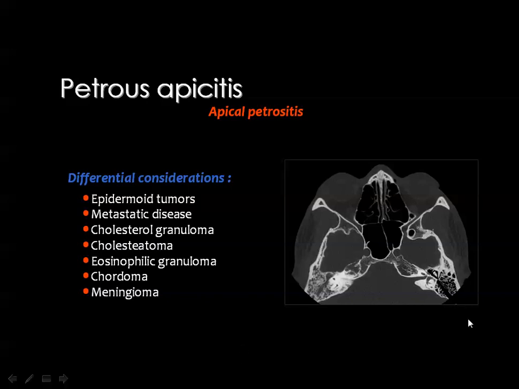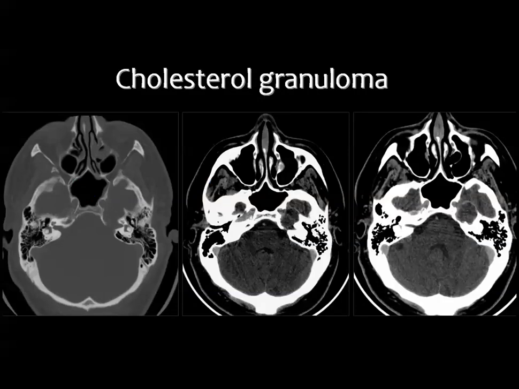Then the differential diagnosis of apical petrositis may include epidermoids or cholesterol granuloma, which is frequently seen at this site, but it has a different appearance. Metastatic deposits usually need the known history of primary malignancy for accurate diagnosis. Also, the eosinophilic granuloma we have mentioned has a specific appearance. Chordoma and meningioma also have specific CT and MRI appearances, which are almost different from this apical petrositis.